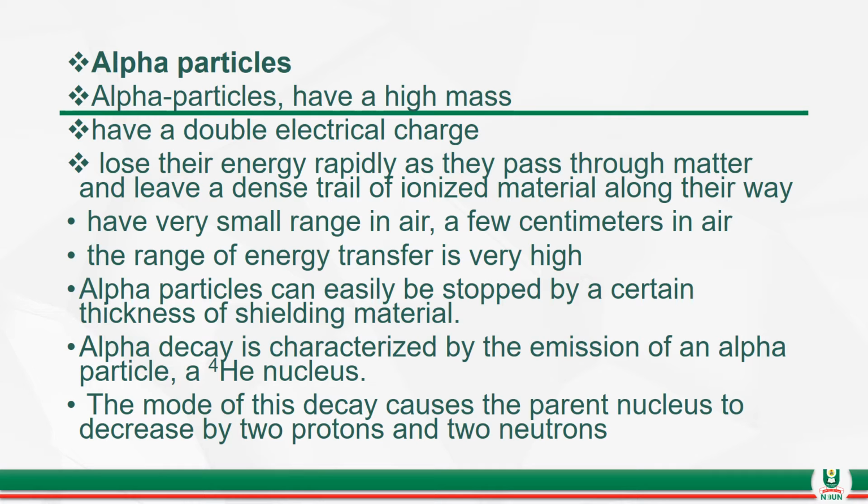Alpha decay is characterized by the emission of an alpha particle, which is a helium nucleus. The mode of this decay causes the parent nucleus to decrease by 2 protons and 2 neutrons.